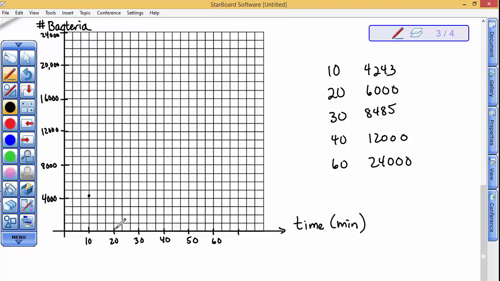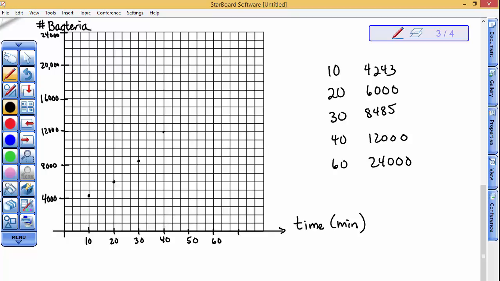When x is 20, I go up to 6,000, which is about right here. It's between the 4,000 and the 8,000. When x is 30, I'm above 8,000, getting halfway between 8 and 9,000. At 40, I'm at 12,000.